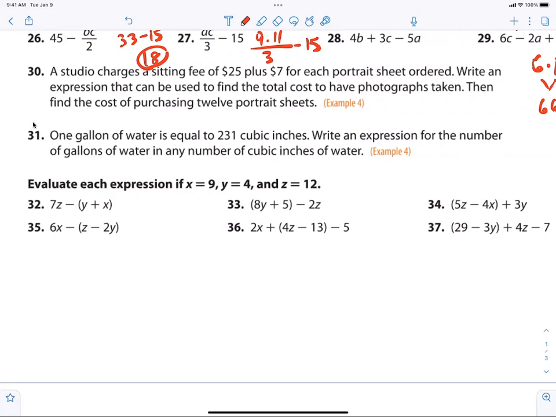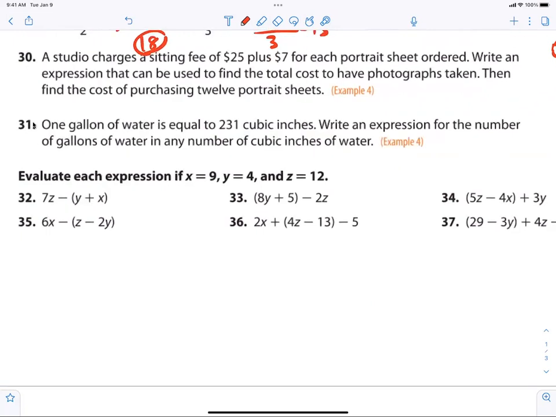Okay, so you got a little bit more difficult because now they're telling you that you have cubic inches. I want to see what you think the answer is, and then I'm going to tell you what to do. And if you don't know, that's okay. Do you know? Okay, so everybody's looking up now.